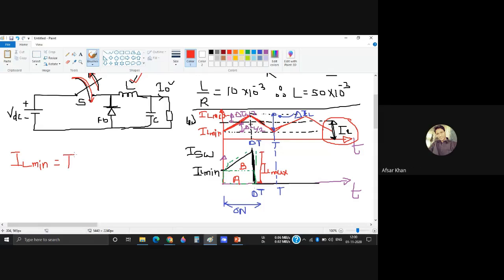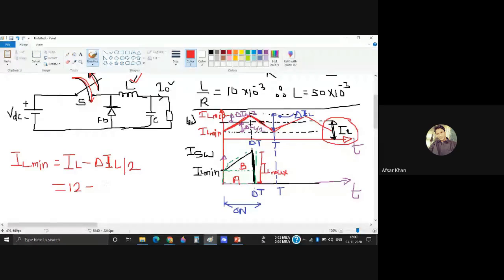So IL mean must be IL minus delta IL by 2. Yes or no? Yes, sir. IL mean is IL minus delta IL by 2. What is IL? IL is 12. What is delta IL by 2?